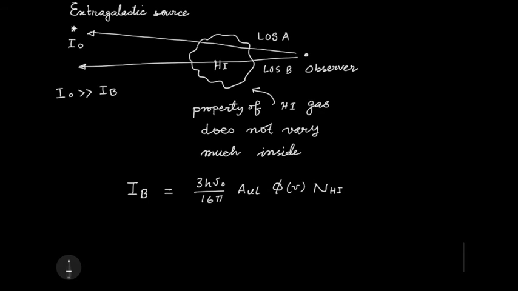And I say that I0 is much greater than I_B. So when I'm looking at that, I don't need to consider I_B at all. It's much greater than I_B. And also let's say that tau is less than 1. It may not be much less than 1, but it's considerably low. It's not very large. If it is very large, obviously I will not be able to see I naught. So that's not the case. So in that case, if I consider line of sight A, what will be my observed intensity I_A? It is I naught e to the power minus tau H1.